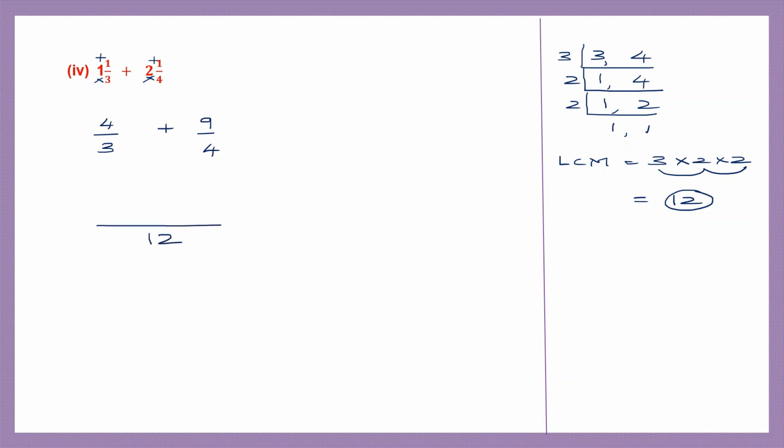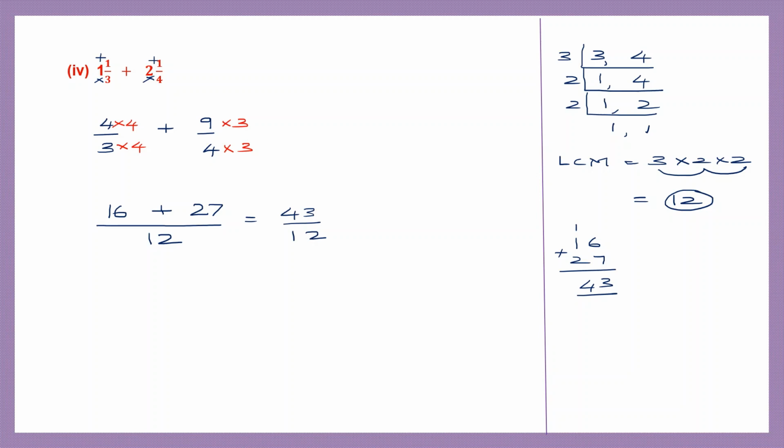Now 3 fours are 12. So we multiply 4 also by 4. 4 fours are 16. Plus, let's go to the next fraction. Denominator is 4. 4 threes are 12. So multiply 9 also by 3. 9 threes are 27. So now we have 16 plus 27. Let's add up 16 and 27. 6 plus 7 is 13. Carry 1. 1, 2, 3, 4. So that's 43. So here we get 43 by 12.